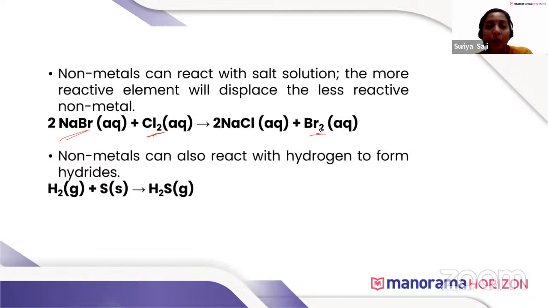Nonmetals can also react with hydrogen to form hydrides. Here sulfur is a non-metal. It reacts with hydrogen and we get hydrogen sulfide. Do you have any doubts over here? These are the chemical reactions of acids and bases. Do you have any doubts? Any reactions? Anything?